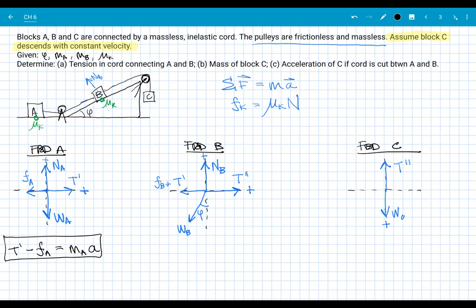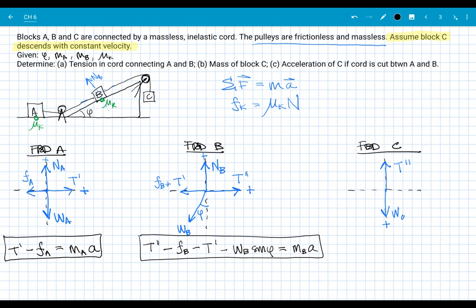So I'll do the free body diagram for B here: T double prime, this is a big one, minus the frictional force, minus the tension going to the left. And don't forget the component of the weight that lies along the x-axis here. So that's going to be the weight of block B times sine of phi. And that's equal to the mass of block B times its acceleration. Again, I'm using the same symbol for acceleration because all these bodies move together. That's my x-axis second law statement for block B.